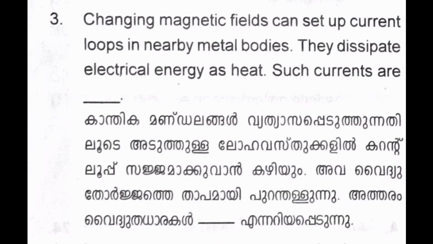Now third question. Changing magnetic fields can set up current loops in nearby metal bodies that dissipate electrical energy as heat. Such currents are called dash. Suppose a metallic block moves in a magnetic field. Then what will happen? The magnetic flux linked with it will change, right? Also the induced currents are developed in the body of the metallic block. So these currents look like eddies in a fluid. And what is this called? Yes, that is eddy currents. So the answer is eddy current.